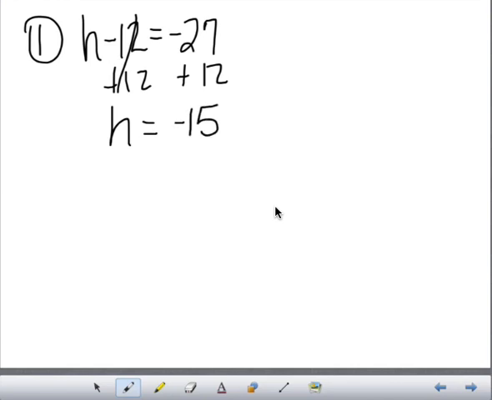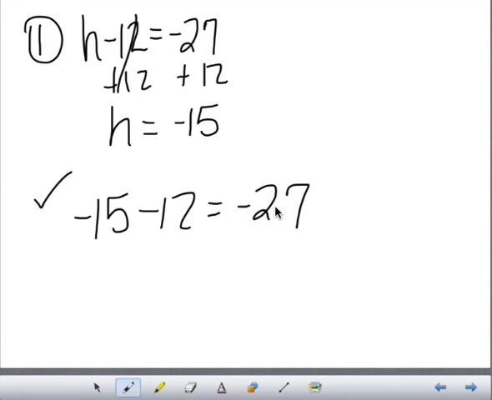negative 15. Again, I'm not going to do this on every one of these, but remember you can always check these by plugging it back in. Every place there's an h, I'm just going to put in negative 15 minus 12. Does that really equal negative 27? And yes, it does, so you know you've worked the problem correctly.